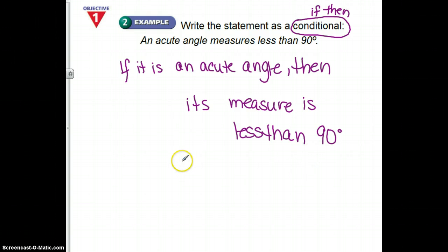I could have also done that backwards. I could have said, if an angle has a measurement that is less than 90, then it's an acute angle. But I want to find some way to make a sentence out of it based on the way that this was written, trying to honor the fact that the acute came first and 90 came second in the one that I made.